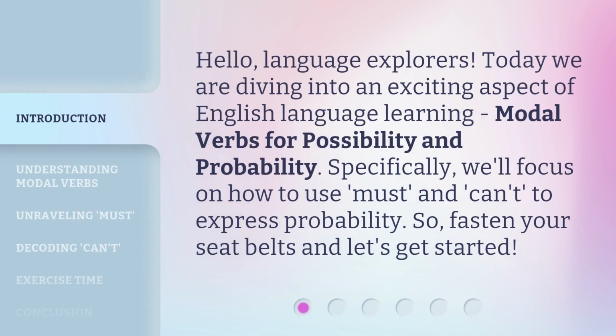Hello, language explorers. Today we are diving into an exciting aspect of English language learning: modal verbs for possibility and probability. Specifically, we'll focus on how to use must and can't to express probability. So, fasten your seatbelts and let's get started.